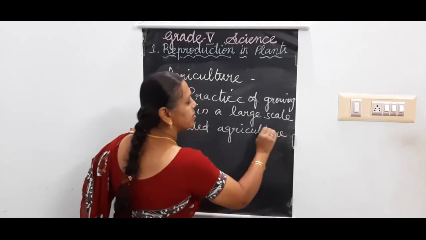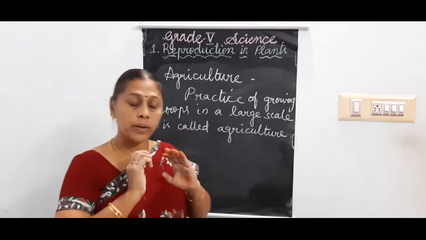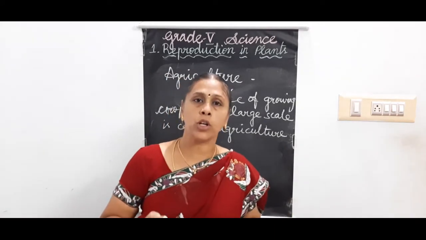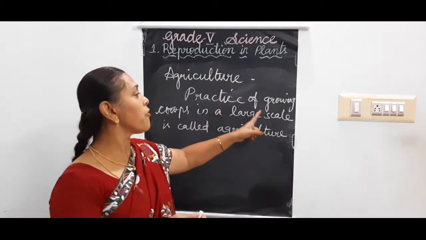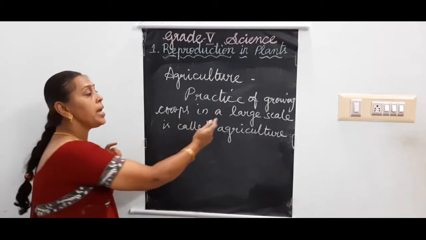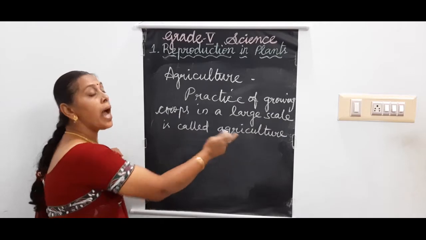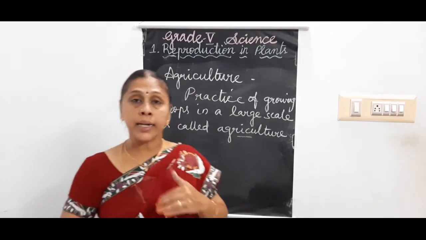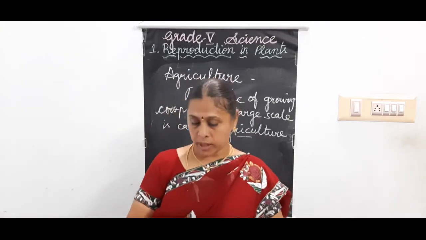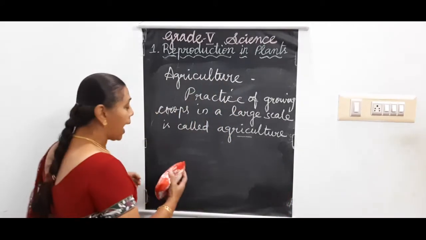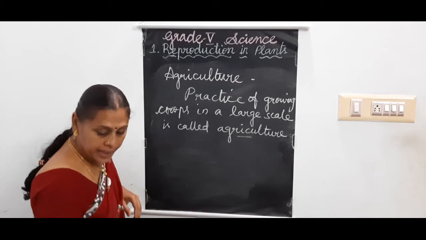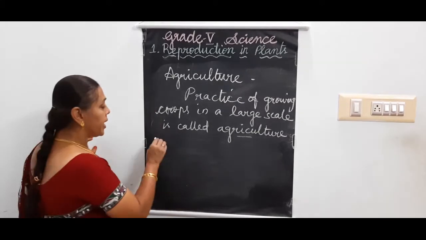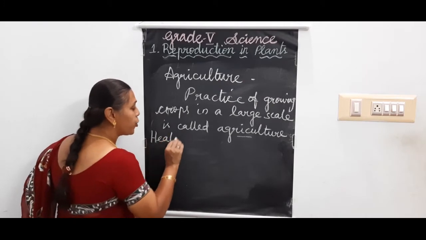Understand? So to satisfy the needs of all people, we have to produce more food crops. So that practice of growing crops in a large scale is called agriculture. Okay, and in agriculture, several steps are there. Methods to get healthy crops. What we produce, that yield should be very good.